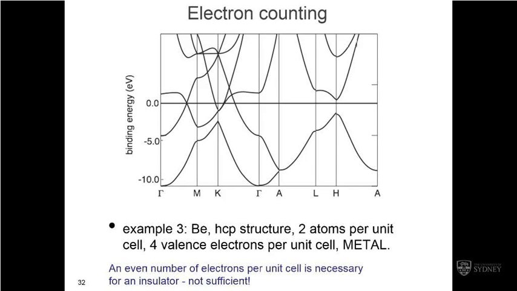Because this is simple electron counting. It doesn't take into account the real material. But I think it's very important. It's an important tool that gives you a first idea of how a material might behave and why it behaves that way.